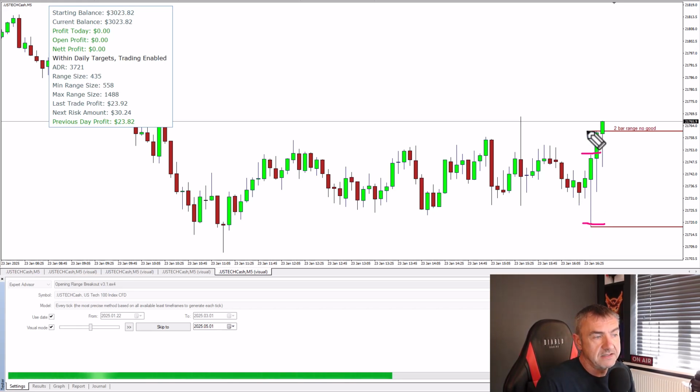So it's now measured the 10-minute open, which is the first candle and the second candle combined. And as you can see, that is currently sitting at 435. The minimum we need is 558, which is 15% of the average daily range in this case. So again, there's no pending orders in play.